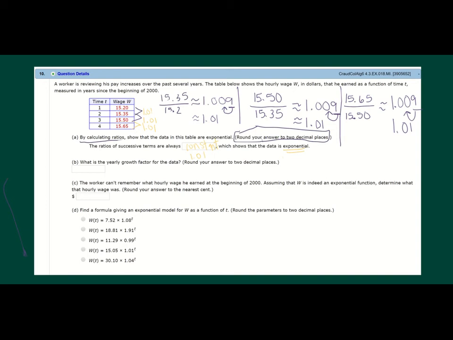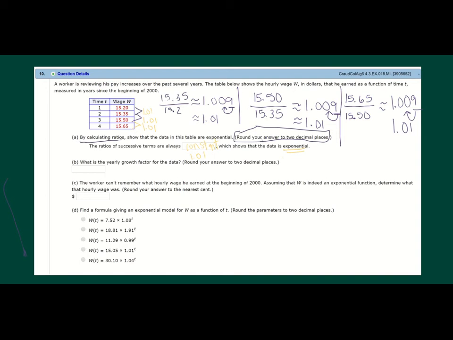Now, some of you might be wondering, well, what was going on here? We had 1.009, and then we had a whole bunch of numbers after that, and those numbers weren't all the same for all of these ratios. The deal is that it's close enough to being a constant ratio between the terms that we can still use an exponential model, and it's going to work pretty well.